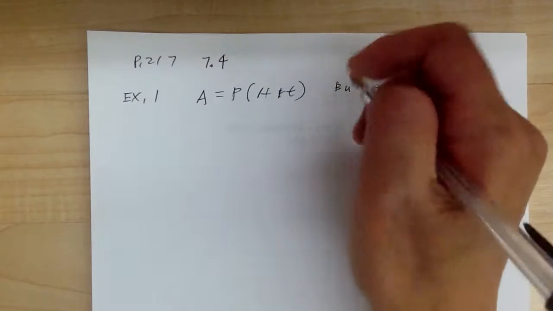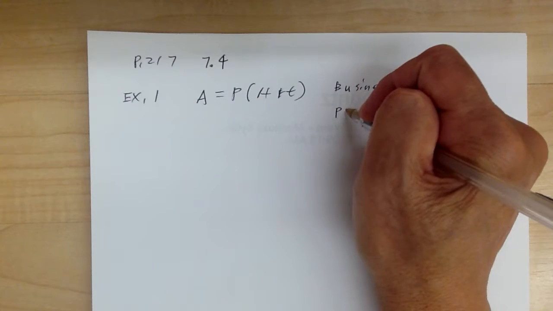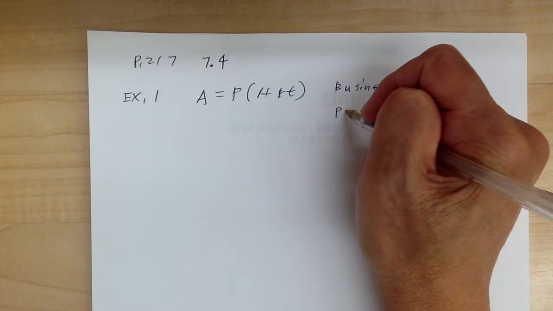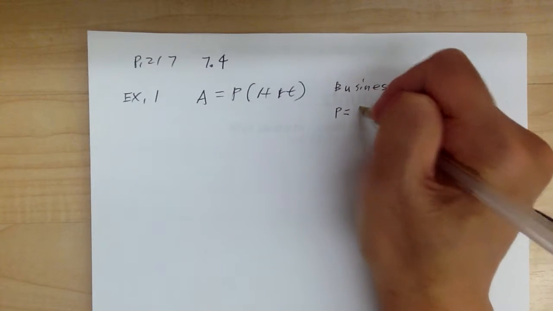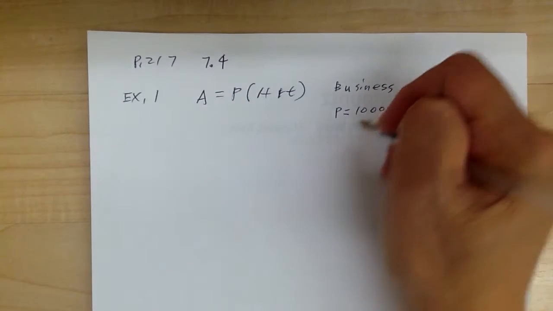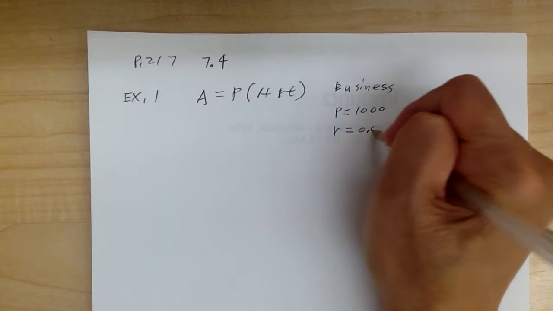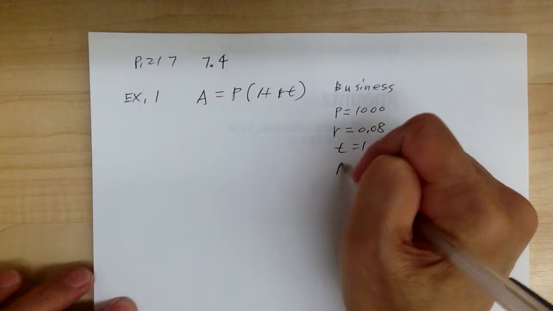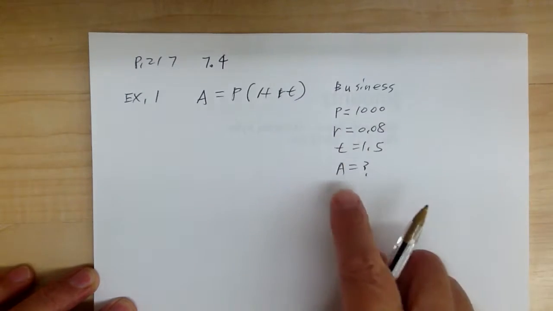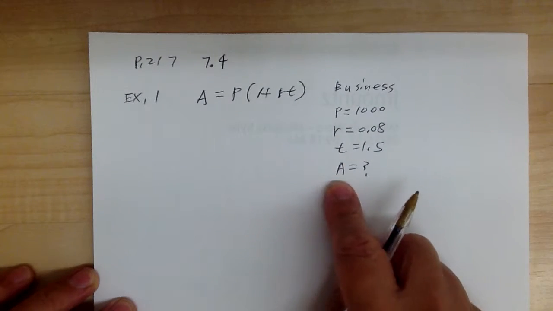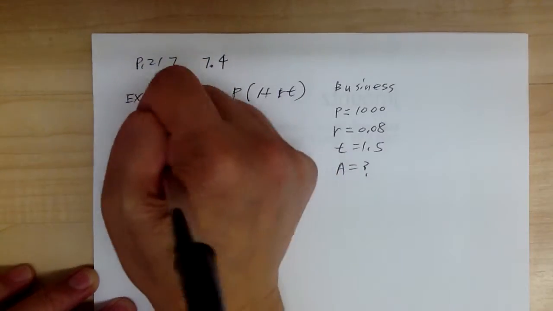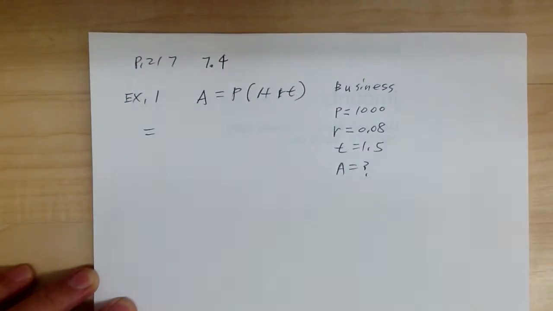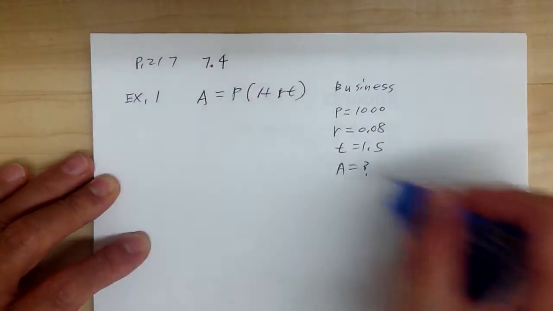So you're looking for A, so just like before, they're going to give you values and you just substitute and find the value. So it tells you that P is 1000 and R equal to 0.08 and T equal to 1.5, and you're looking for A. Okay, so again, they ask you what A is with all these. So just like before, you substitute everything.